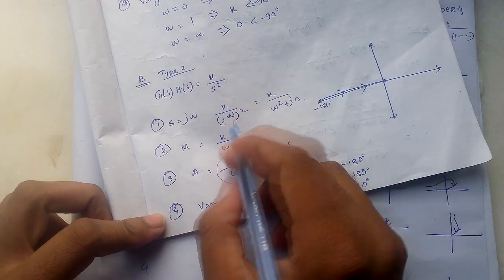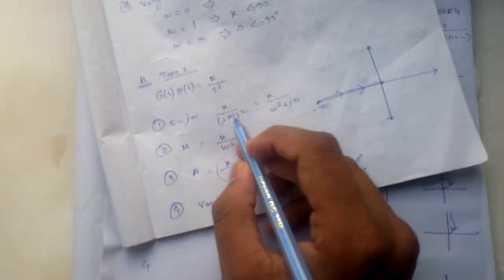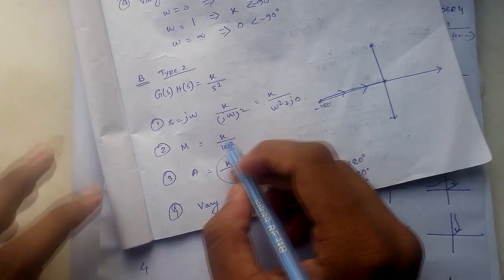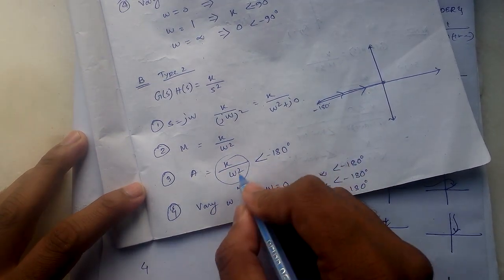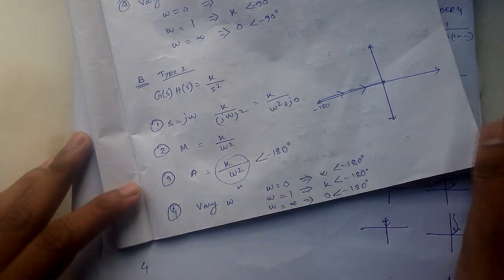And this we can verify for type 2 also. For type 2, that is becoming j omega square here. For that the magnitude is becoming 1 by omega square, and the angle is becoming, as omega square is there, minus 180 degree.